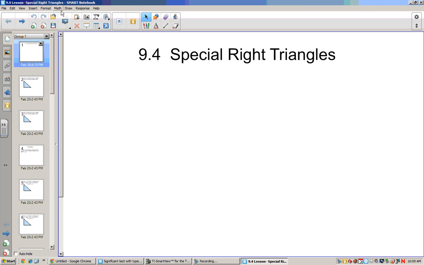Hello, welcome to the fourth day of our chapter. Today we're going to be looking at special right triangles. Our goal today is to use 30-60-90 triangles and 45-45-90 triangles to find missing side lengths.